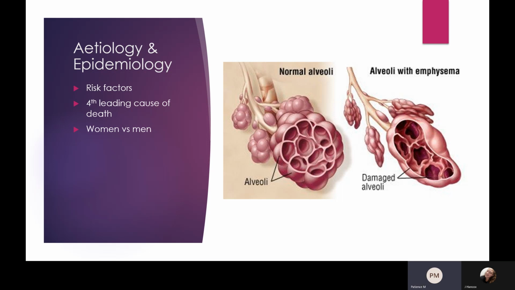COPD was the 4th leading cause of death globally and accounted for more than 3 million deaths in 2012 in the United States. The prevalence of this disorder varies considerably in each country.